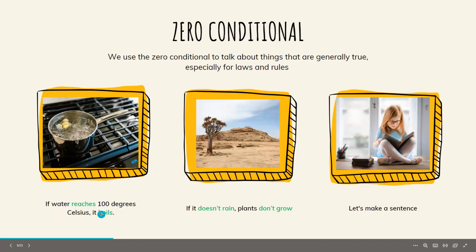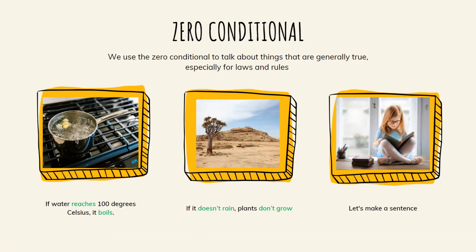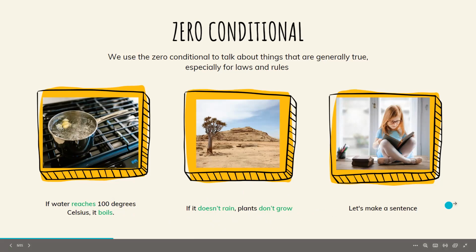It's a fact. You see, for fact, we are using zero conditional. In both parts of the sentence, we have what kind of tense? Okay, guys, you may answer. We'll see the structure a bit later. So if it doesn't rain, plants don't grow. It's also generally true. You see, when we talk about the things which are generally true, we use zero conditional.